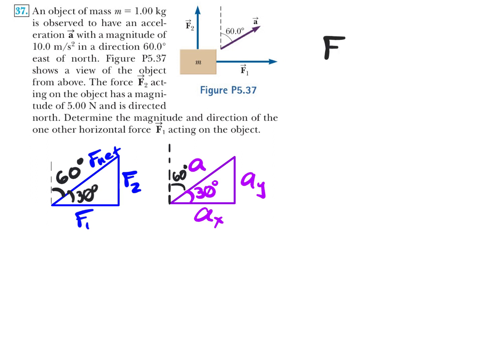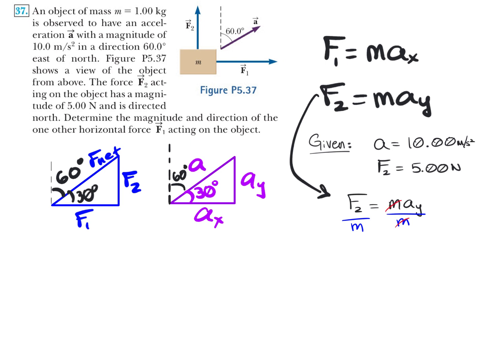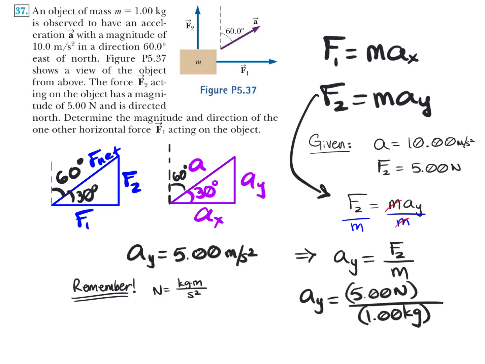So then we could quickly write F1 is equal to m a_x, because F1 is the horizontal force, and F2, the vertical force in the y direction, is equal to m a_y. We could easily find a_y by dividing F2 by the mass, and that'll give us 5 meters per second squared. Remembering that the newton is equal to kilograms times meters over second squared, and therefore dividing force by mass will give us meters per second squared.